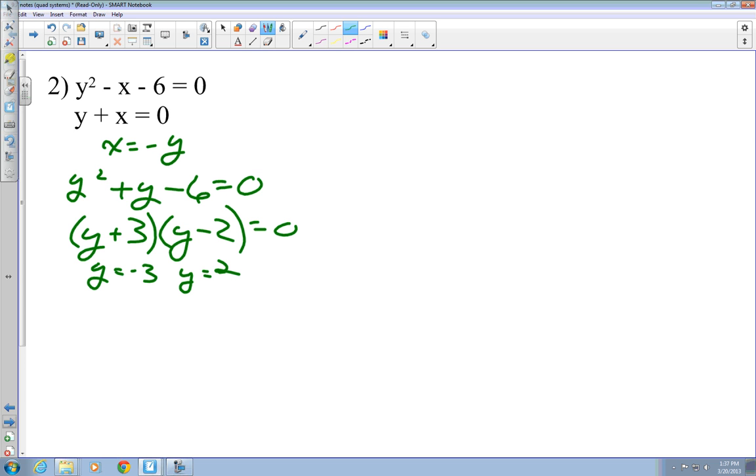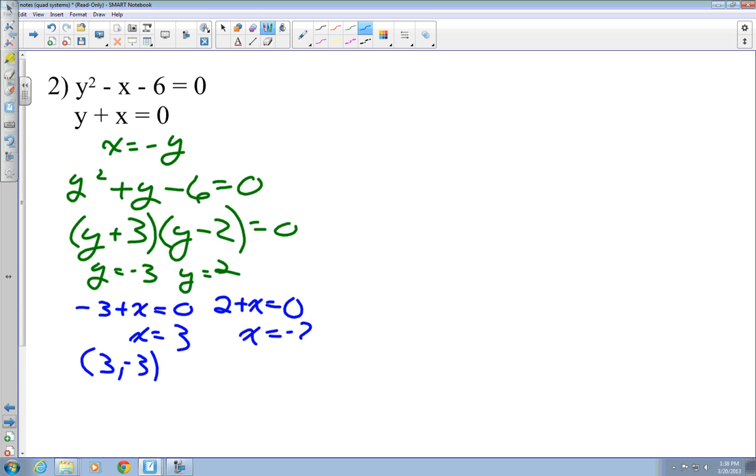Okay? So, let's take that back up here. Let's put it back into our linear equation. So in my linear equation, I get negative 3 plus x equals 0. So x equals 3. So that gives me the point 3, negative 3. And with my other solution, I get 2 plus x equals 0. And x equals negative 2. So I get the point negative 2, 2.